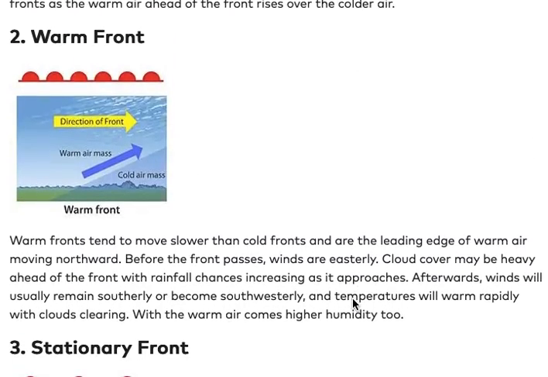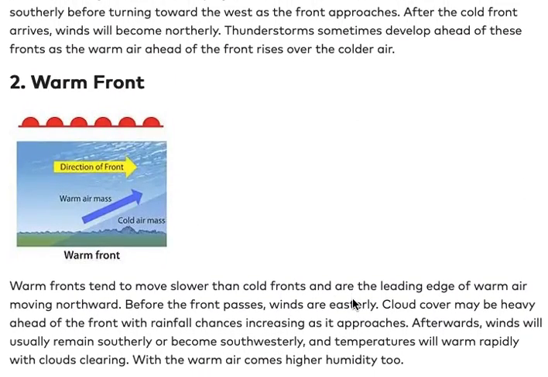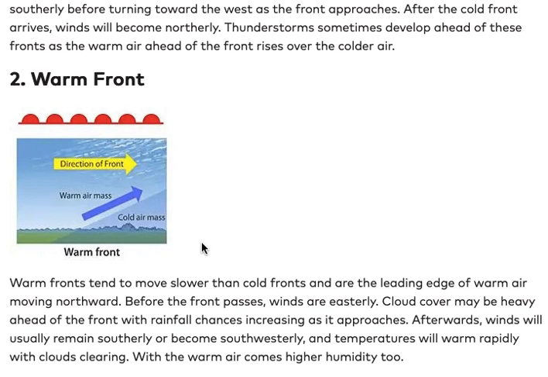The second type is a warm front. This is a symbol for a warm front. This is the direction this particular warm front is going, with a warm air mass going up over a cold air mass. Warm fronts tend to move slower than cold fronts and are the leading edge of warm air moving northward. Before the front passes, winds are easterly.